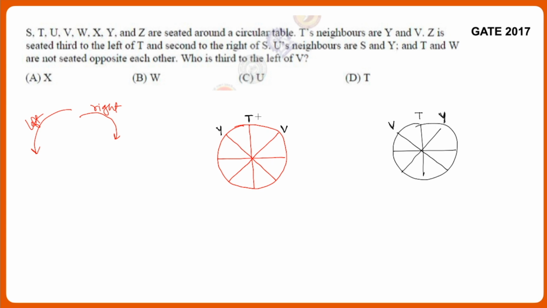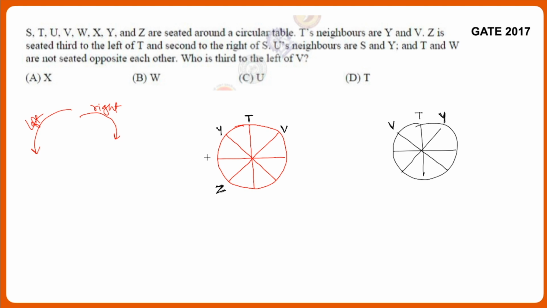So let's make it. Next it says that Z is seated third to the left of T. So left means anti-clockwise. Third means 1, 2, 3. So third to the left is Z. Okay. So third to the left is Z, and also it says second to the right of S.